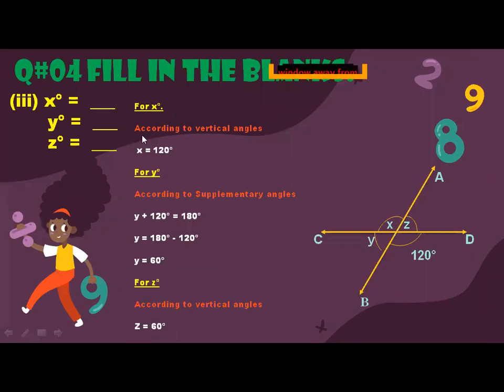Okay, that's good. Now I'm repeating again: when you are going to draw it in your copy, you have to write here x is equal to 120°, z is equal to 60°. You have to write all of this. Now move on to the last one.